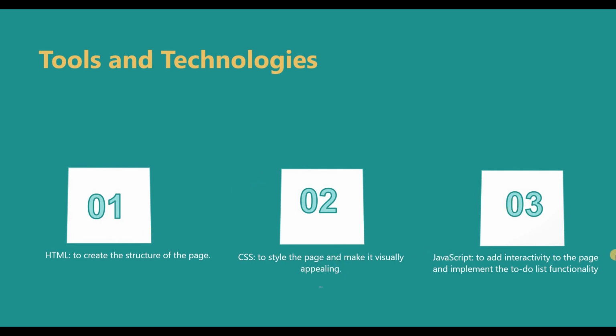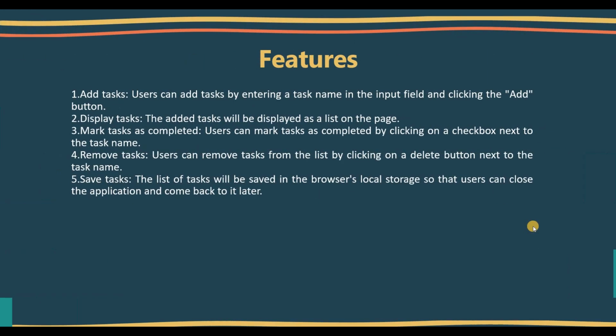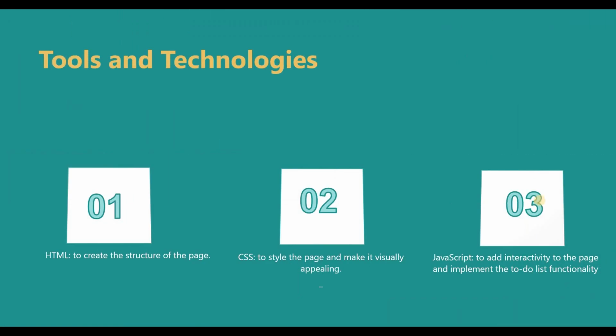And then we are using JavaScript for the main functions, the following features: add task, display task, mark task, remove task. Those functions are implemented through the JavaScript code. So we can add an interactive web page, and we can add and remove several tasks to the to-do list functionality by using JavaScript.